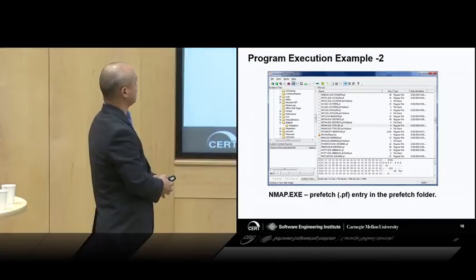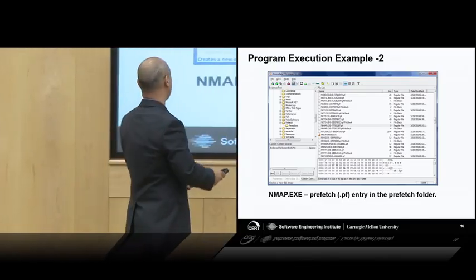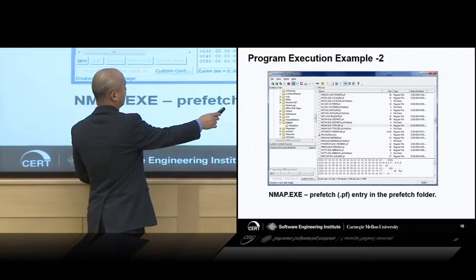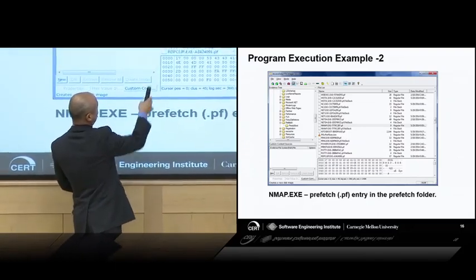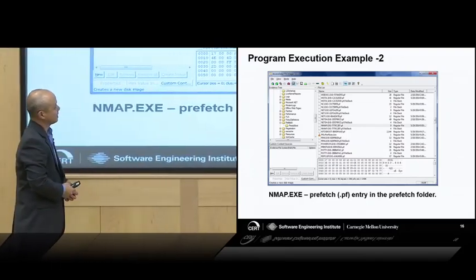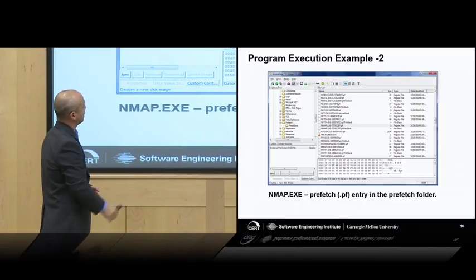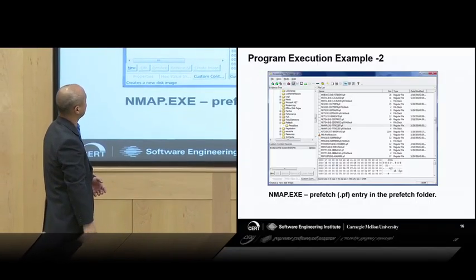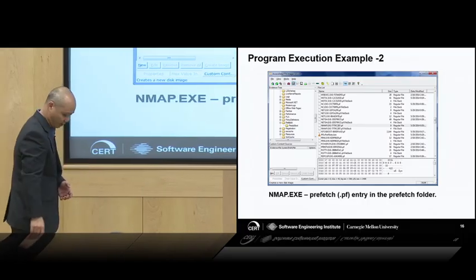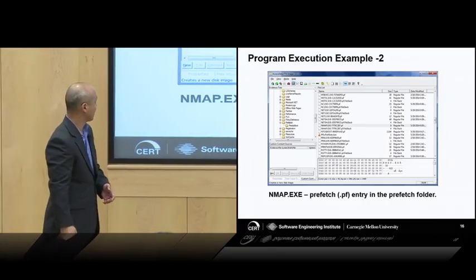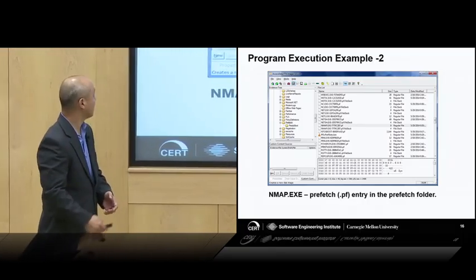Here's that prefetch file. They have the extension .pf. And there's that nmap. You can also see the date and time that it was executed, or when that prefetch file was created. So it'll give you an idea, and where it's located.